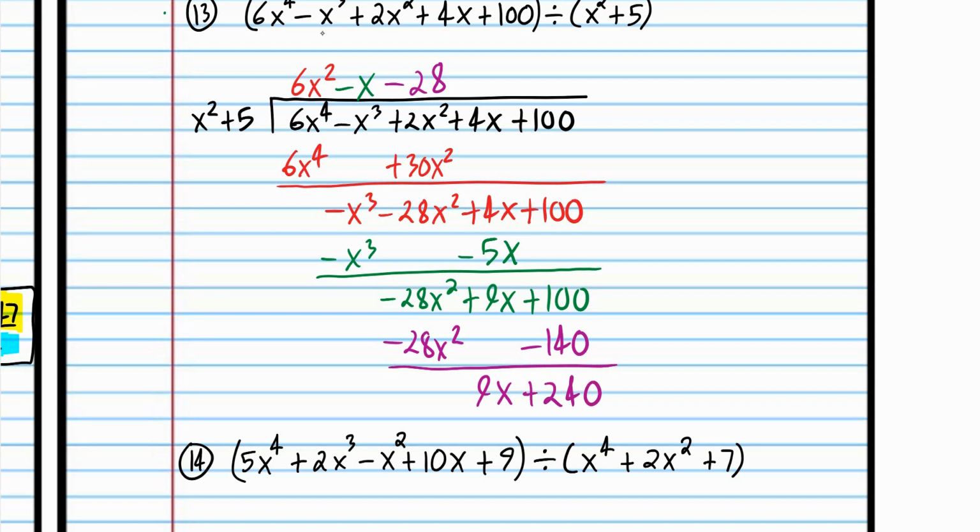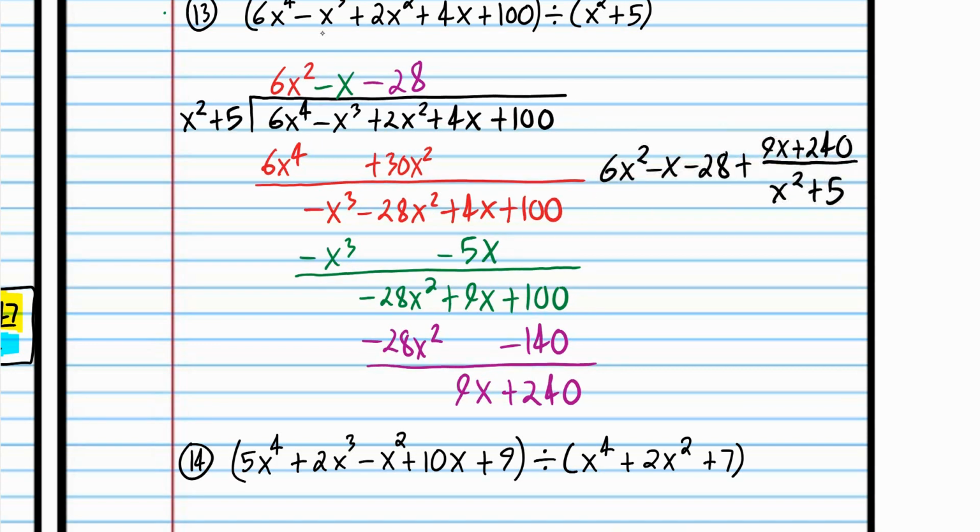And at this point, it's very important to understand that we have no more terms over here to subtract from, and the degree of the remainder is less than the degree of the divisor, which means that we're done. So our final answer is 6x squared minus x minus 28 plus 9x plus 240 over x squared plus 5. And I'll move that over and we can rectangle that.